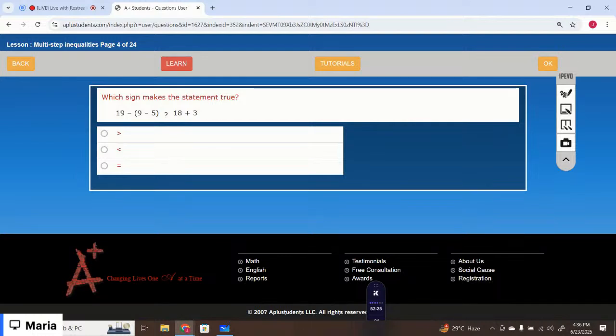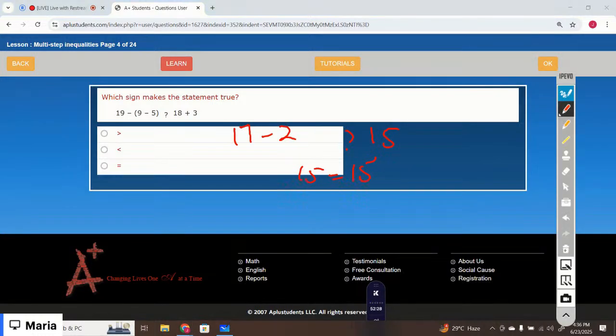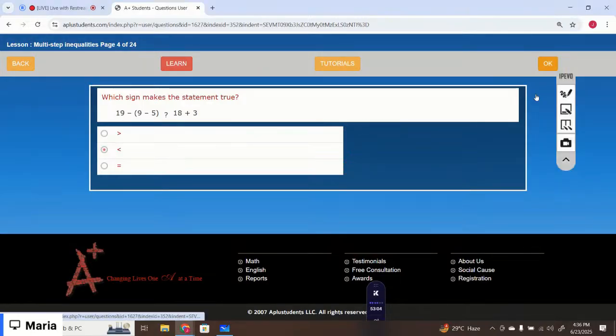Which sign makes the statement true? 9 minus 5 is 4. 19 minus 5 is 14, and 18 plus 3 is 21. 15 is less than 21. Option two is the correct option.